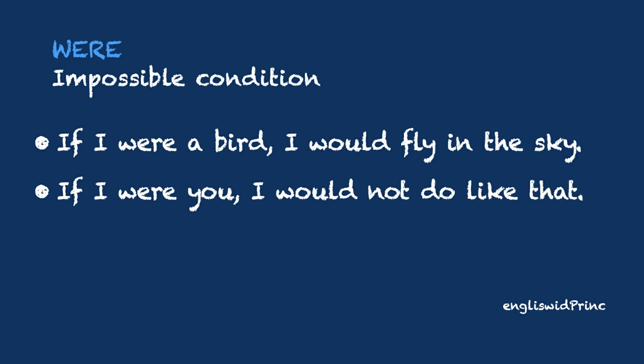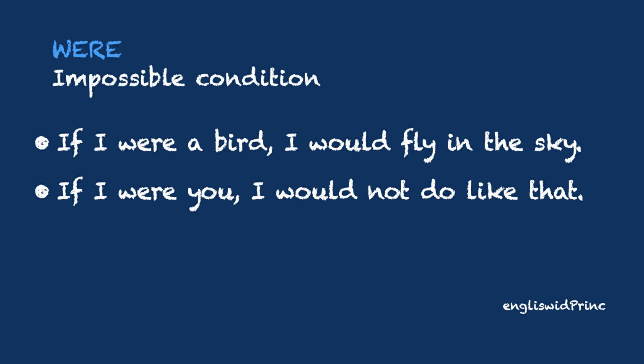If I were a bird. Here, is it possible? No, it's not possible. I cannot be a bird. I cannot become a bird. So this is impossible condition. So that is the reason we use were instead of was. We should not say if I was a bird. It's wrong. We say if I were a bird, I would fly in the sky.